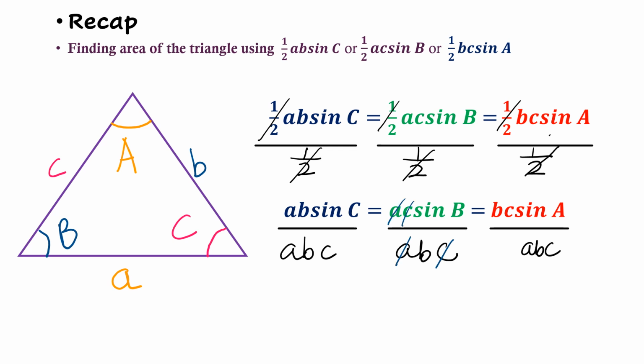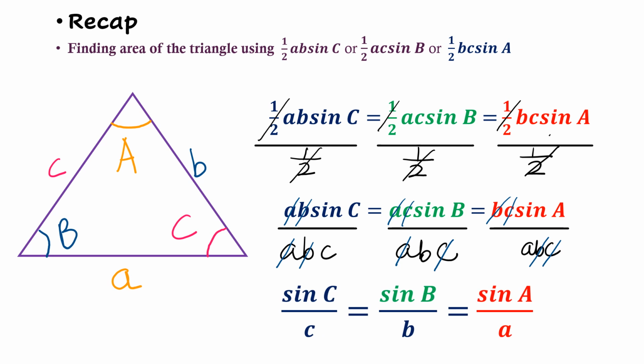Yes, you will see again there will be some simplifications that can be done. And ta-da! We have just got the sine rule. That is sine angle C over c equals sine angle B over b equals sine angle A over a.